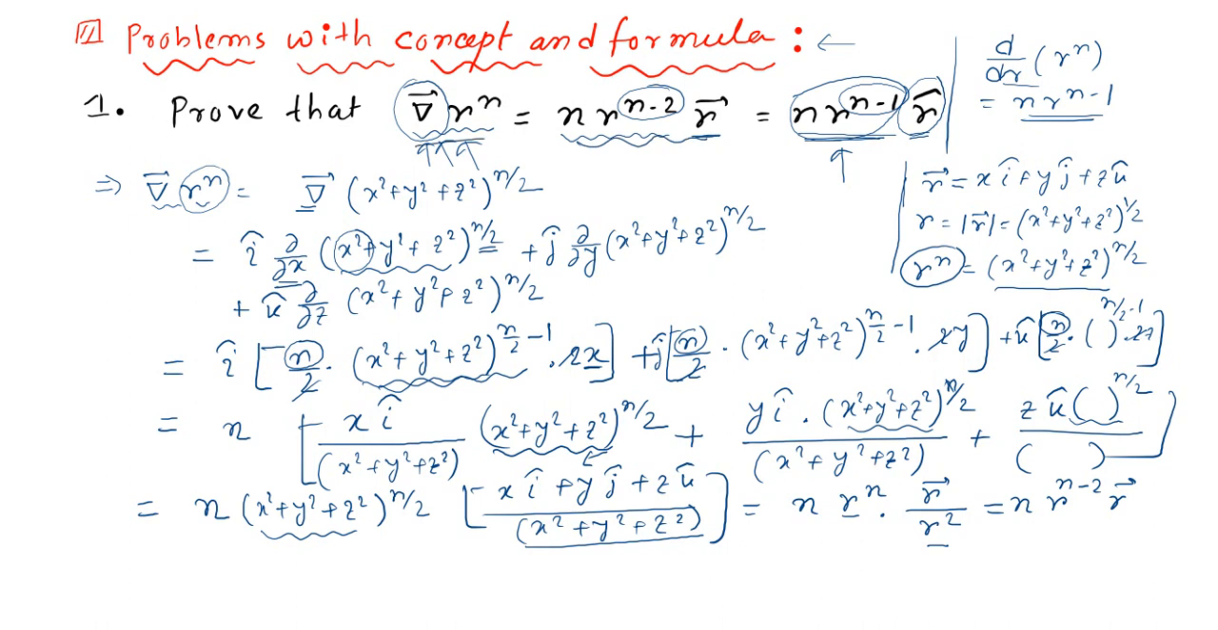So gradient of r to the power n, if we want to keep it in terms of r vector, then it is n r to the power n minus 2 r vector. Okay, so now we will prove that it is also n r to the power n minus 1 r cap. For that, what we have found out? We have found out gradient of r to the power n is n r to the power n minus 2 r vector.